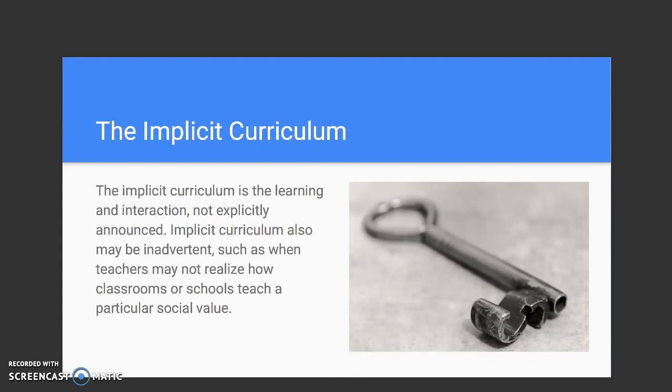The implicit curriculum is the learning and interaction not explicitly announced. So Elliot Eisner calls the hidden curriculum the implicit curriculum because it is what students learn about the values of the school and the expectations of adults, both of which may be unintended, that are not included in the formal curriculum, but that students learn during their school experience. Hidden or implicit curriculums can serve to reinforce existing social inequalities.